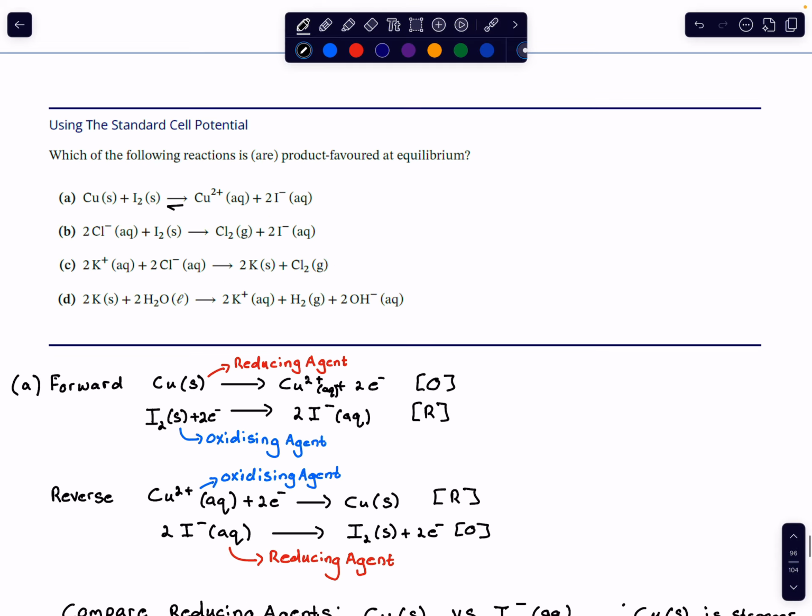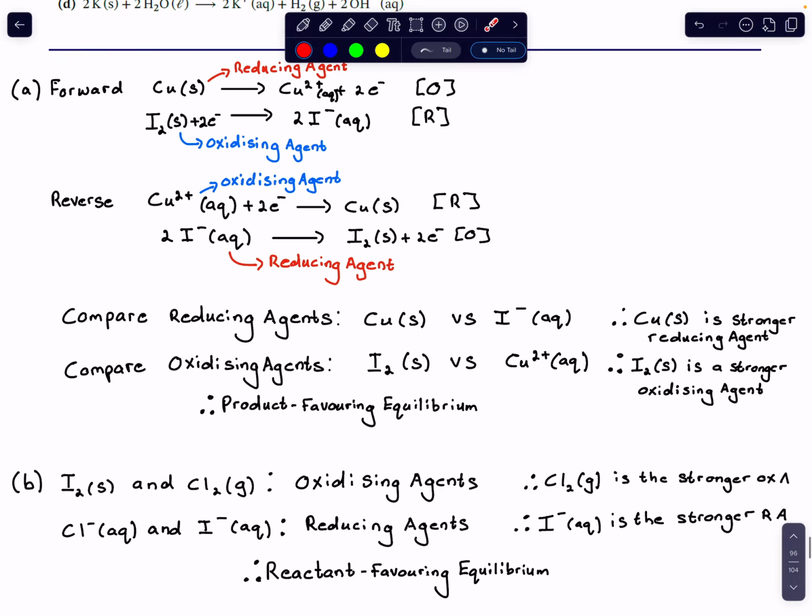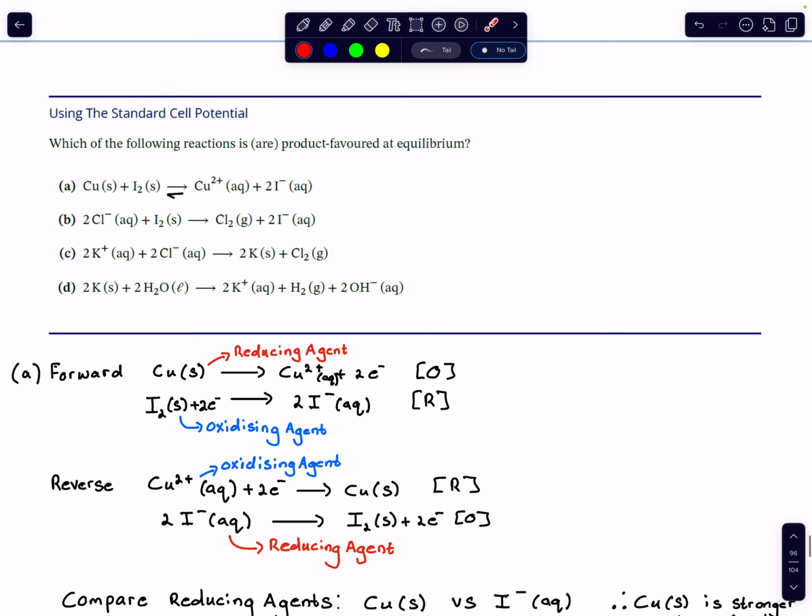Moving on to C. C has potassium and Cl minus, giving us potassium solid and Cl2. In this case, in the forward reaction, we can see potassium is being reduced and Cl minus is being oxidized. And of course in the reverse case, potassium is being oxidized and Cl2 gas is being reduced. So let's go ahead and make our pairs here.